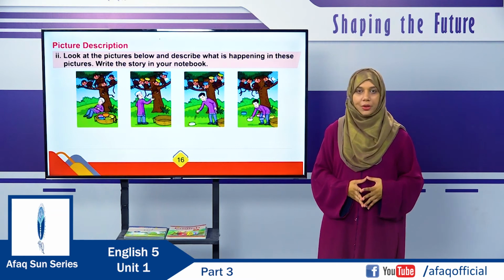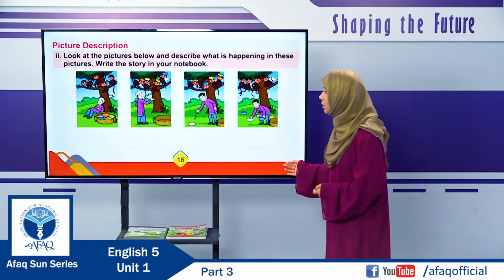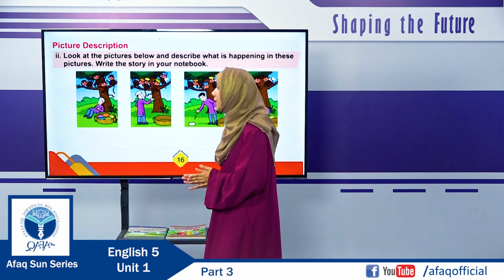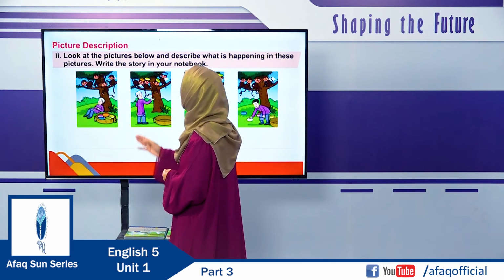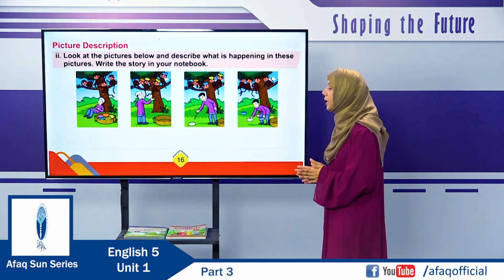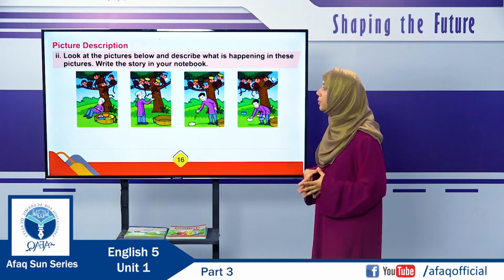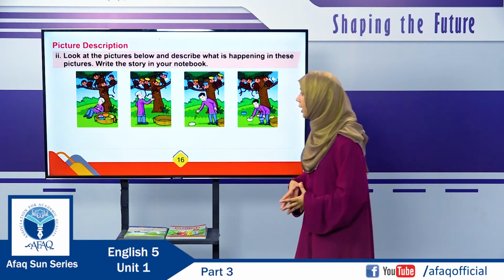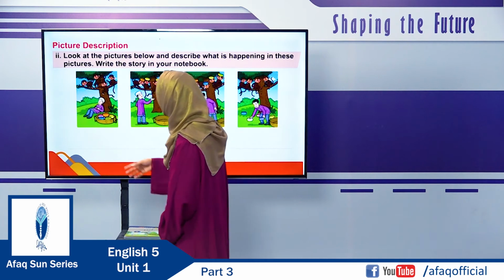Very good. On page number 16, you will see some pictures. In these pictures, there is a story. So you have to look at the pictures below and describe what is happening in these pictures. You have to write the story in your notebook. Let's look at the first picture. So what is happening here?